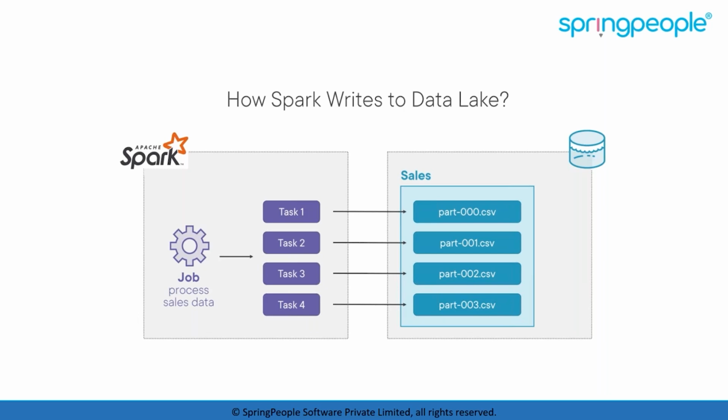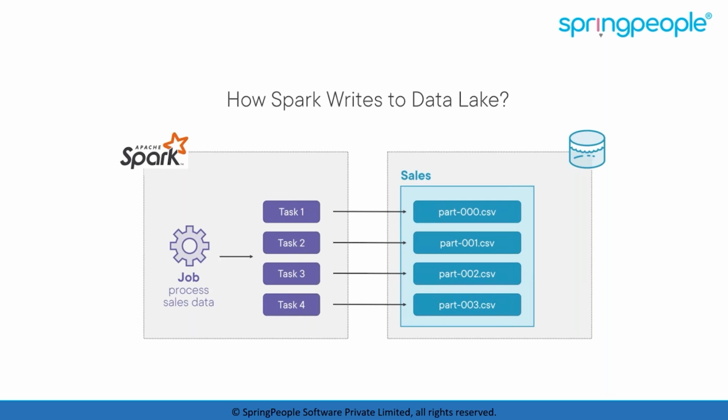So how does Spark write data to a data lake? In Spark, if there is a job to process my sales data, the advantage of Spark is that it uses in-memory processing. It stores the data in memory and implements parallelism by partitioning the data into multiple small chunks and processing all the data in parallel. This way, it will enhance the performance of my operations.